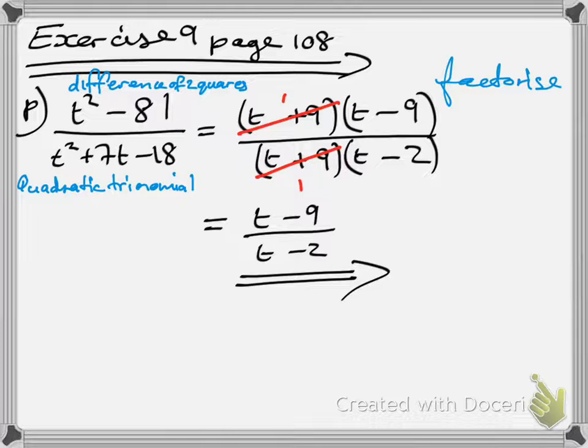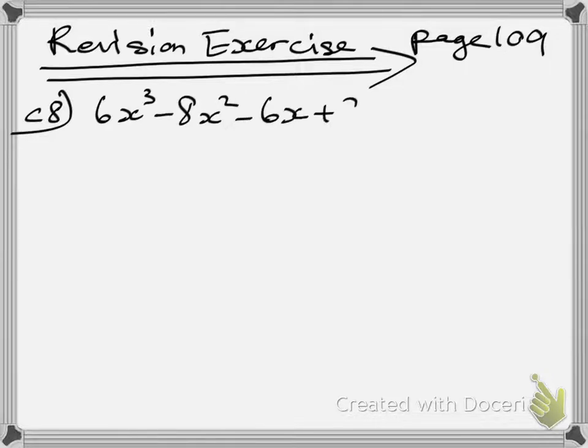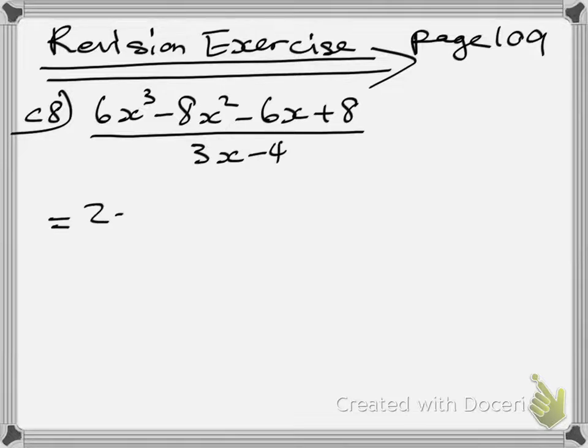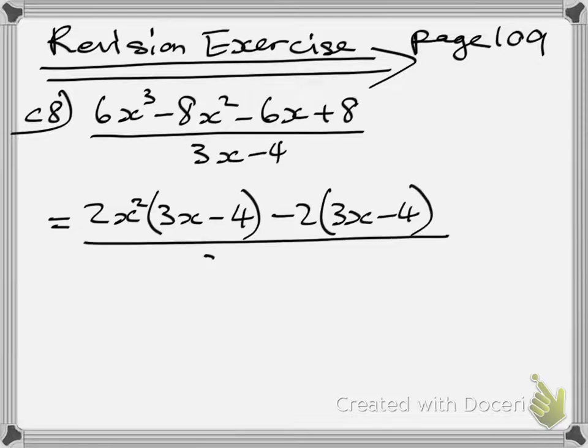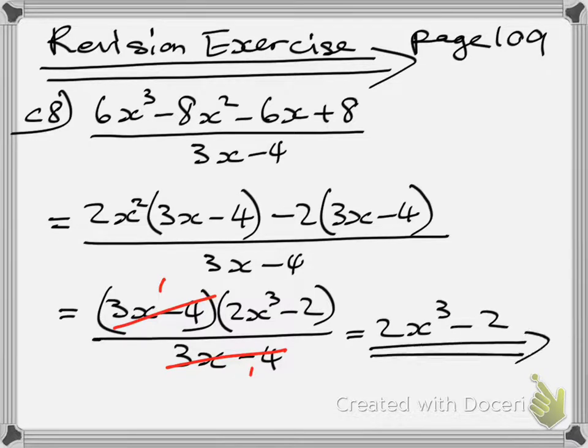And then also I did another one on page 109, revision exercise, question number C8. So first of all, we are given that. We can see that at the top we factorize the first 2 pairs, and then we factorize the second 2 pairs. The bottom is already factorized, and then we complete factorization. And then we cross multiply. The final answer is 2x to the power of 3 minus 2. Okay, I hope you understood that.